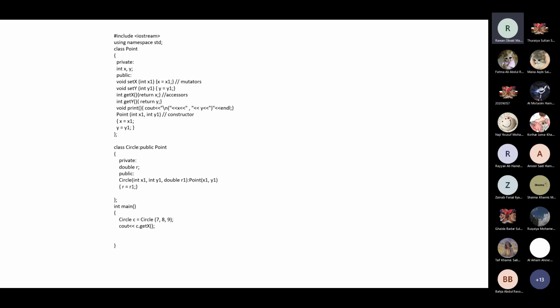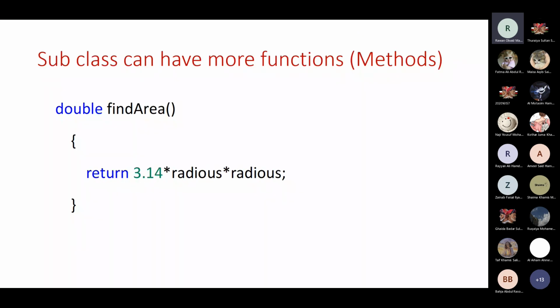Like here in the point, if you can see this point, I have private X and Y. This will be considered part of the circle, but I cannot use X or Y. I cannot change them because they are private. I cannot have direct access to them, but it will have them. So let's go back here.